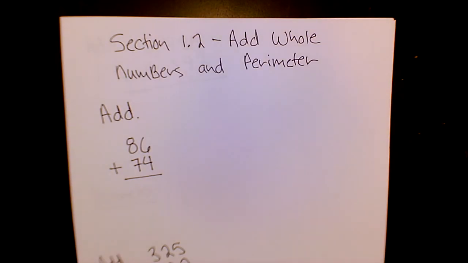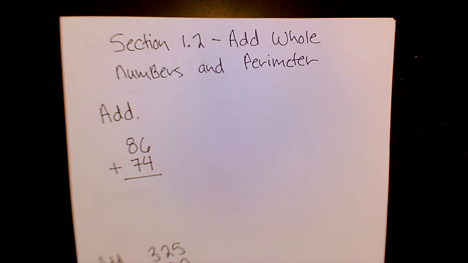Hello again, Math 85. This is section 1.2 and we're adding whole numbers and learning what perimeter is. I've got a couple examples that I made up, and this might be review for you. You may already know how to do it. The video is short, so if you just want to look it over, make sure you can do these so you can do the web assigned homework. That's fine.